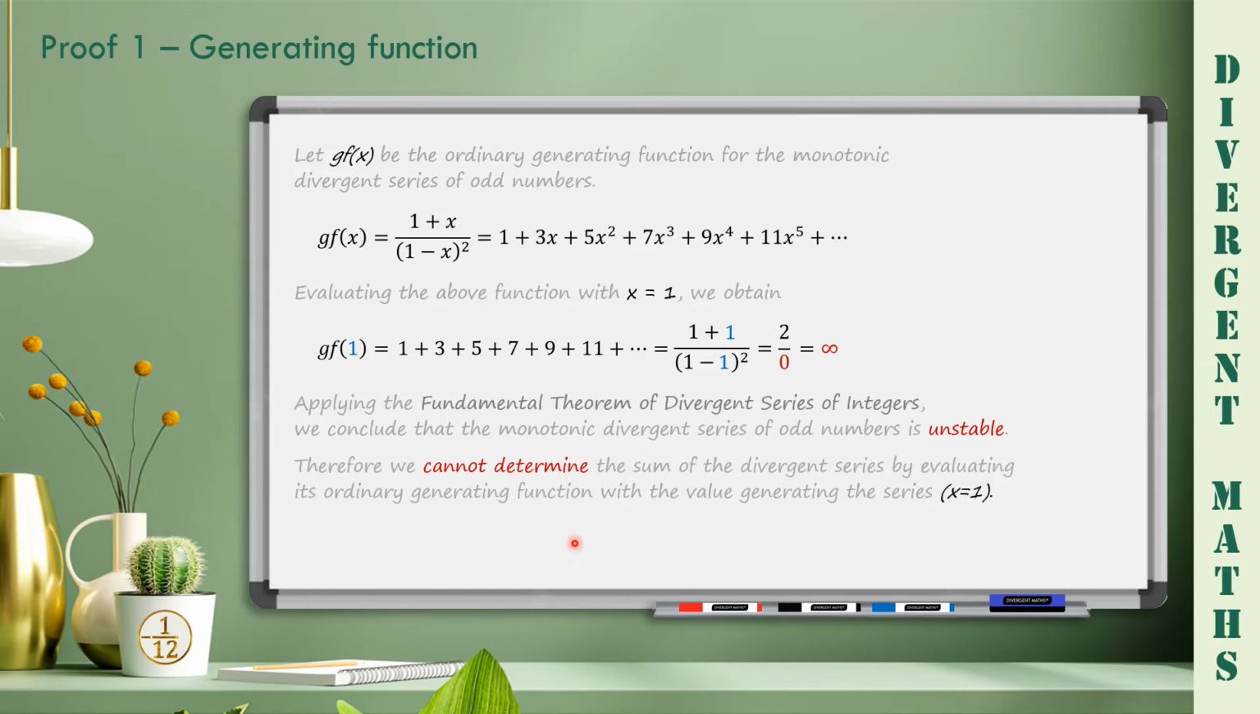Therefore, we cannot determine the sum of the divergent series by evaluating its ordinary generating function with the value generating the series at x equal 1. Therefore, proof number 1 is not a proof. It's not working.